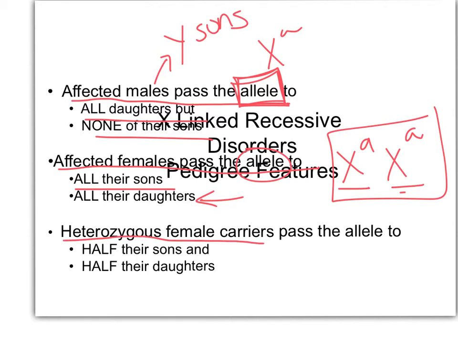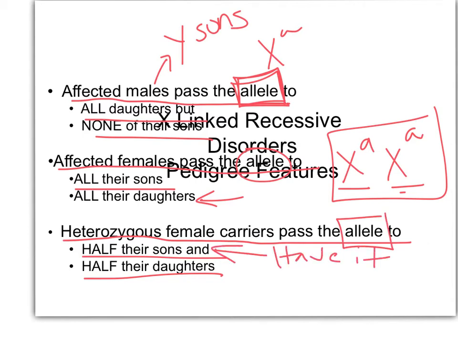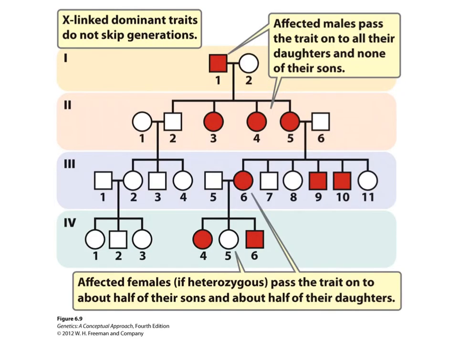For heterozygous female carriers, they can pass the allele to half their sons and half their daughters. The sons that get it have the trait, the sickness, the affected, whatever. The daughters are carriers unless dad had it and passed it to them too. Live it, learn it, love it.